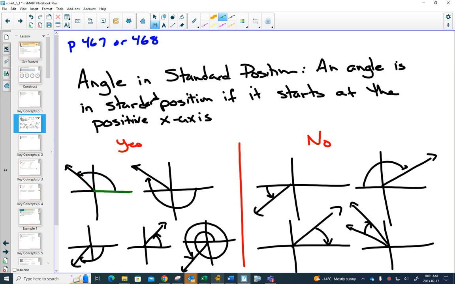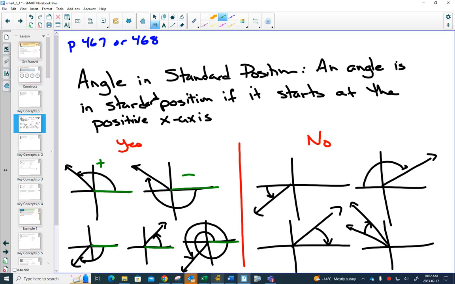Notice that if I draw the positive x-axis on each of the ones that was a yes, that's where the angle starts. It can go clockwise or counterclockwise. We will find out that angles that go counterclockwise are positive angles. So this would be a positive angle. This one in clockwise direction will be a negative angle. So we have positive angles and we have negative angles.